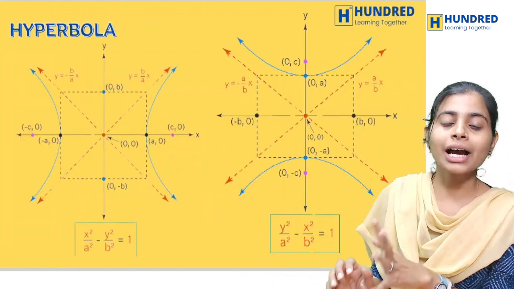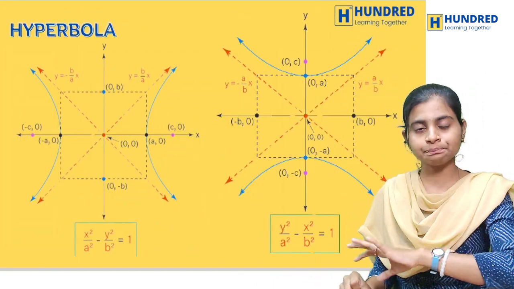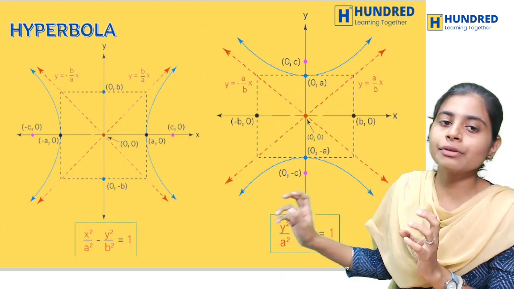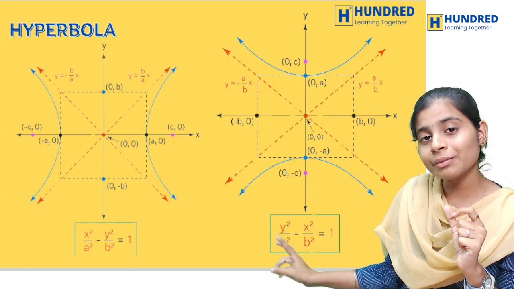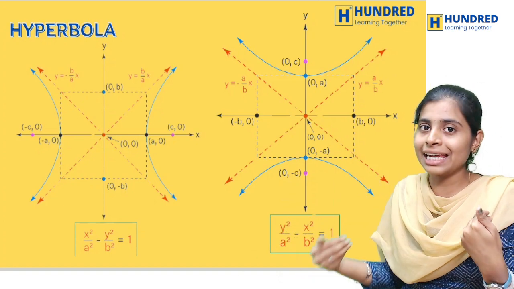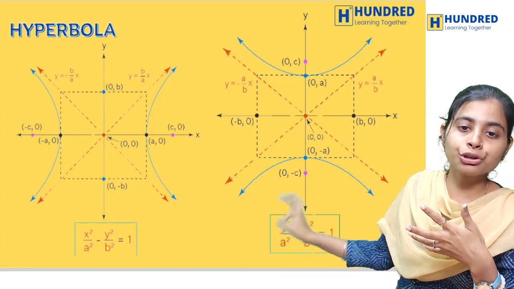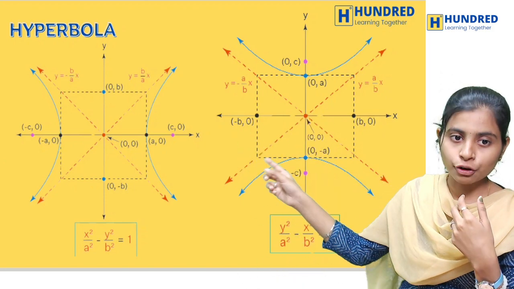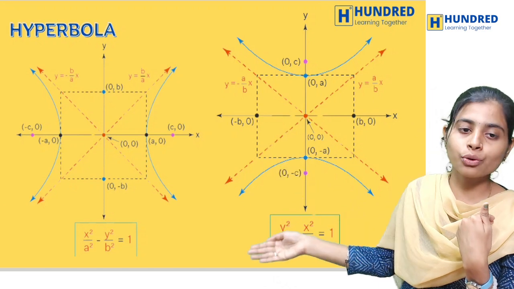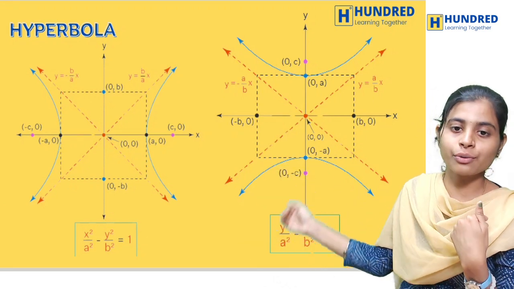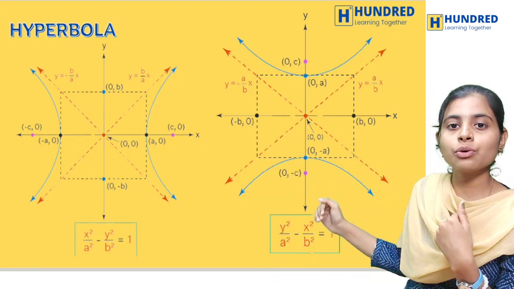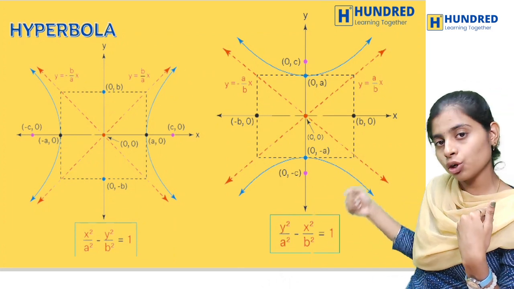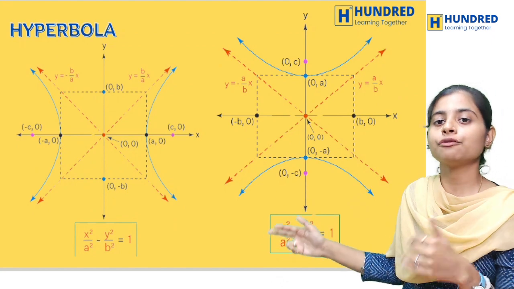Then coming to hyperbola. Hyperbola is similar to ellipse, because here also we have two forms, and the formula is also similar to the ellipse, but here we use the minus symbol. So these are the two standard forms. The first is x square by a square minus y square by b square equal to 1, and the other one is y square by a square minus x square by b square equal to 1. So these are the two standard forms.